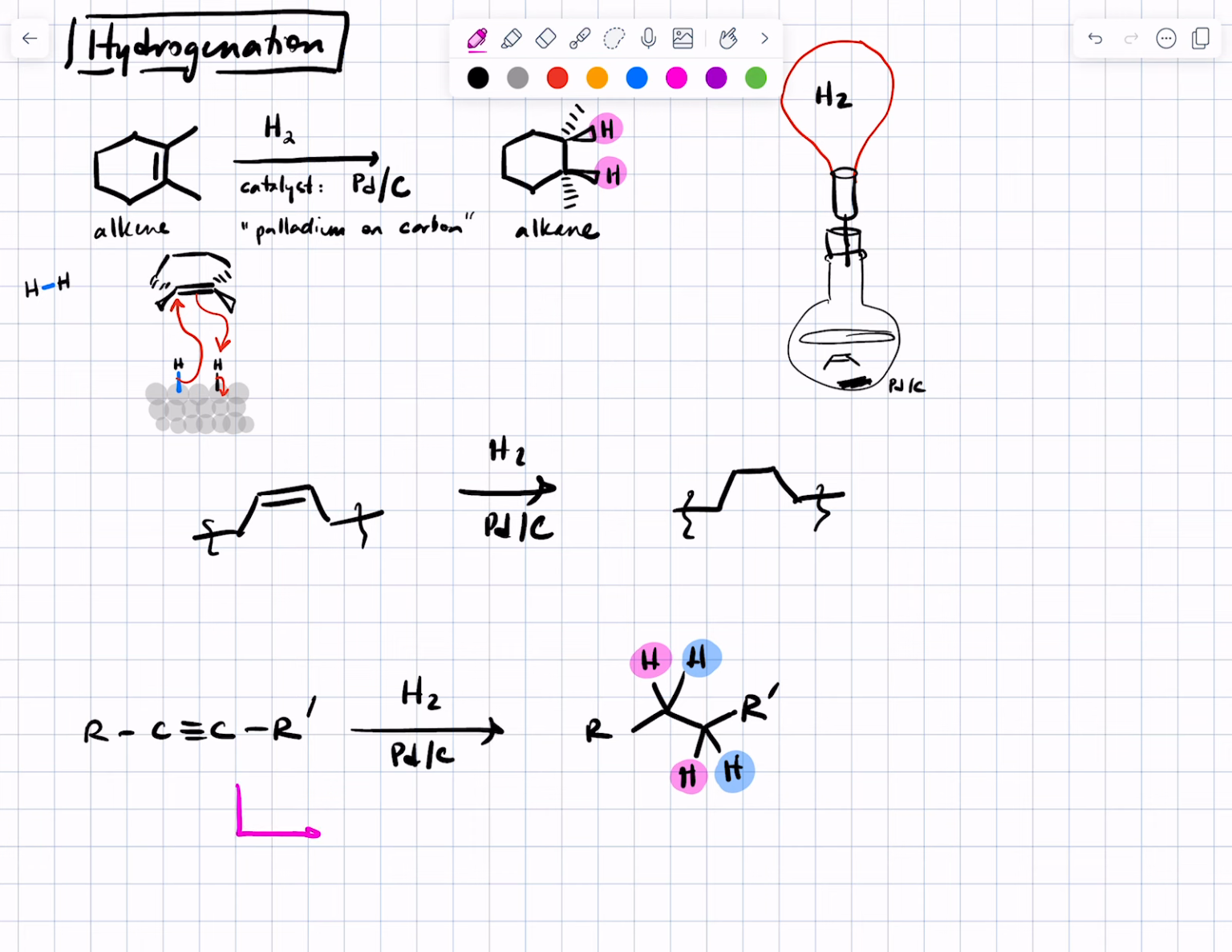There's an intermediate along the way, which would be the cis alkene, but you can't stop at the cis alkene when you use the palladium catalyst. That should make sense because we've already used these same conditions to reduce alkenes to alkanes. So the first equivalent of hydrogen goes on and then the reaction continues onward. The second equivalent of hydrogen goes on and you end up with your alkane. All right?